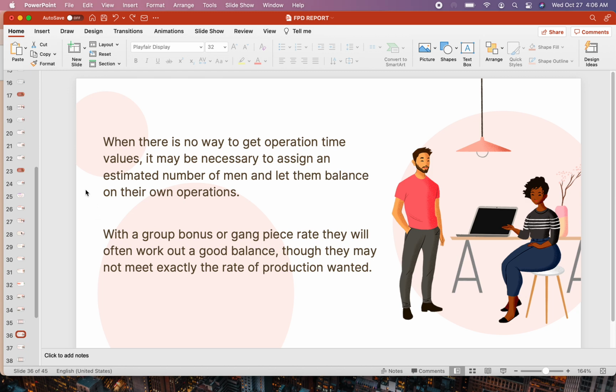This means that, as pointed out, it is not always possible to get a time study before production begins. So that would be a great advantage for the operators, to have their own discretion on how to balance their own operation.